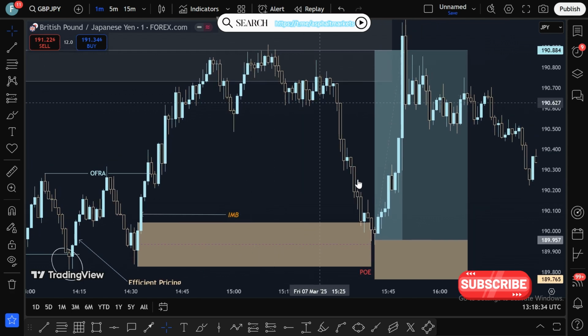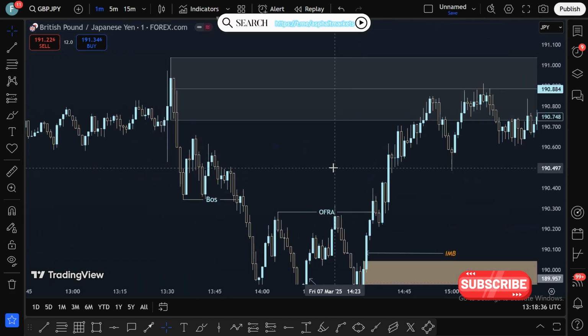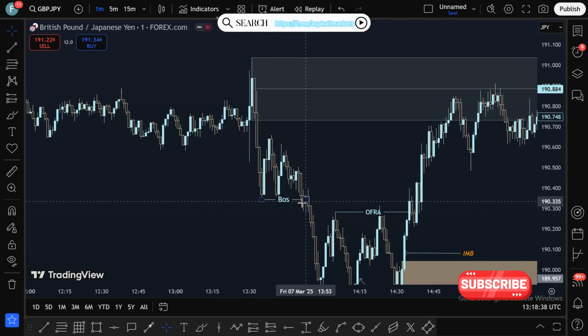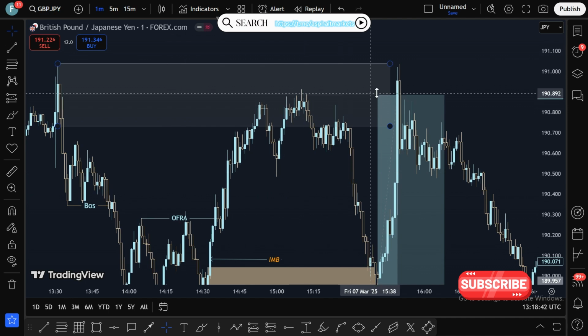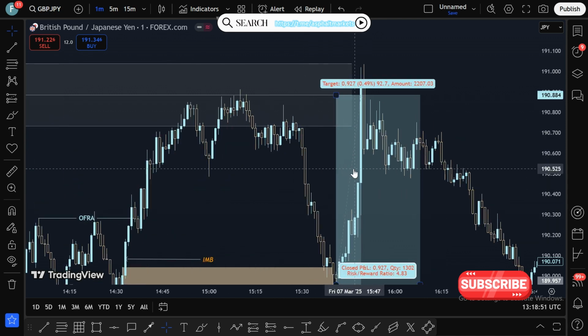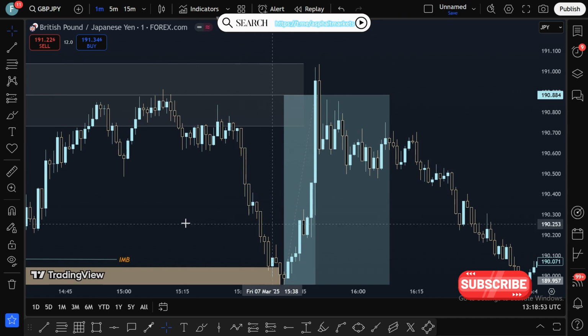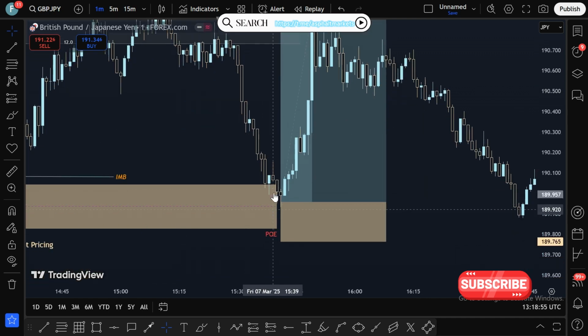Price pulls back. Price created this order block here, which caused this break of structure here. It could be used as a target. Price comes and taps the order block. Sharp move to the downside. All this was imbalance to fill. Price mitigates the order block. Taps into the midpoint of the entry level.